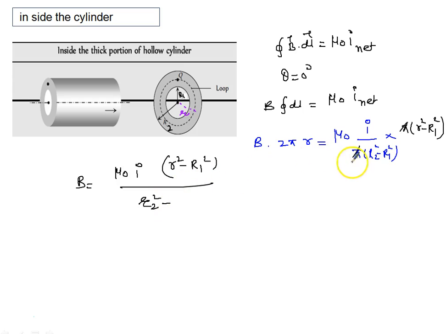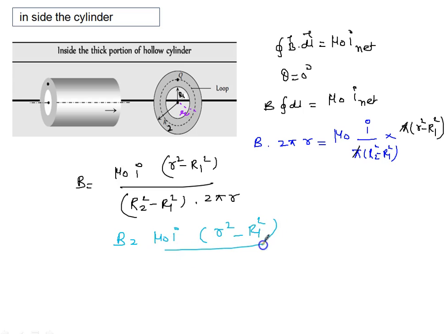I think we have written it capital, so we should write it also in capital. Okay, so it will be written as R2 square minus R1 square into 2 pi r. So what we get? I am writing that only. B equal to mu naught I r square minus R1 square upon 2 pi r into R2 square minus R1 square.